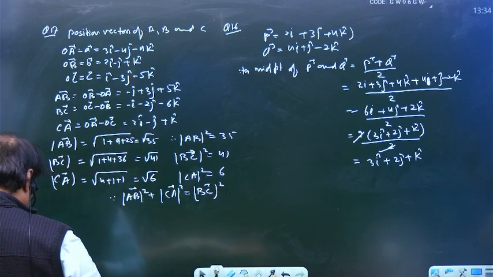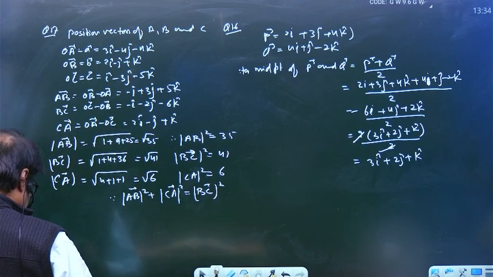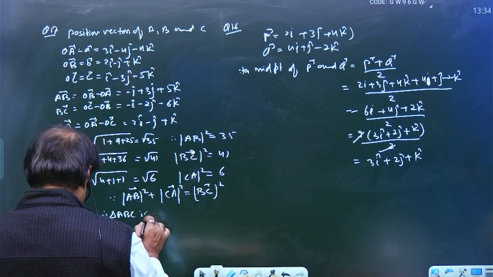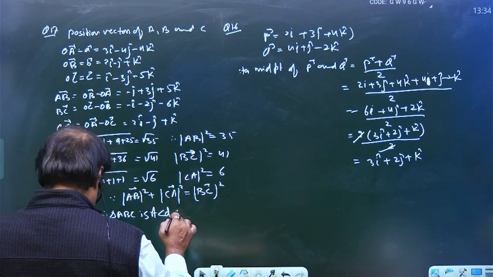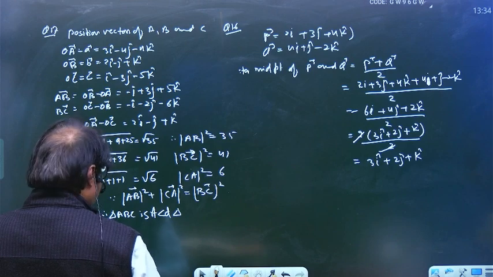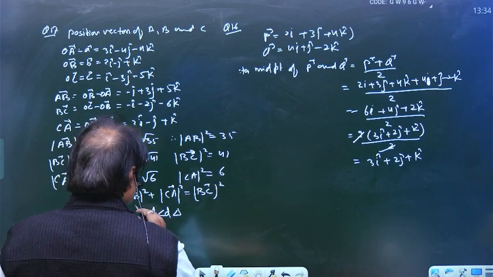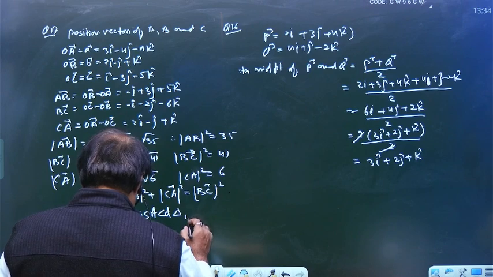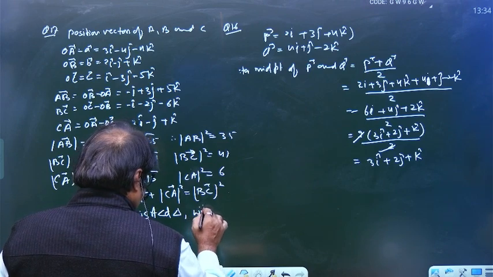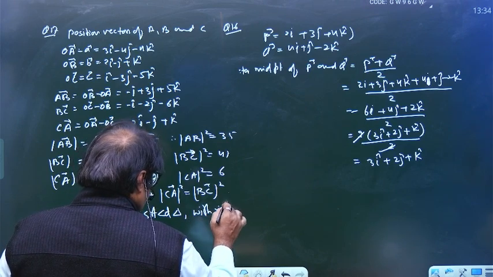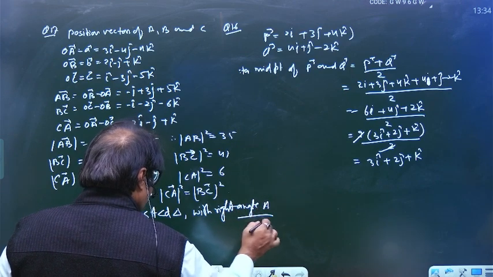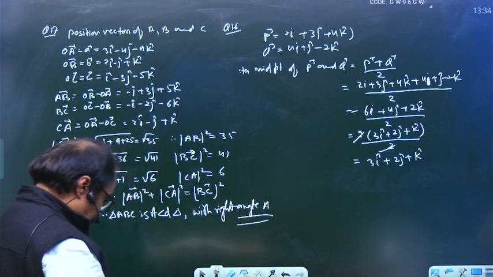So what does it mean? It means that triangle ABC is a right angled triangle. And what about the right angle? Right angle at A. Okay, a right angled triangle with right angle at A. Got it.